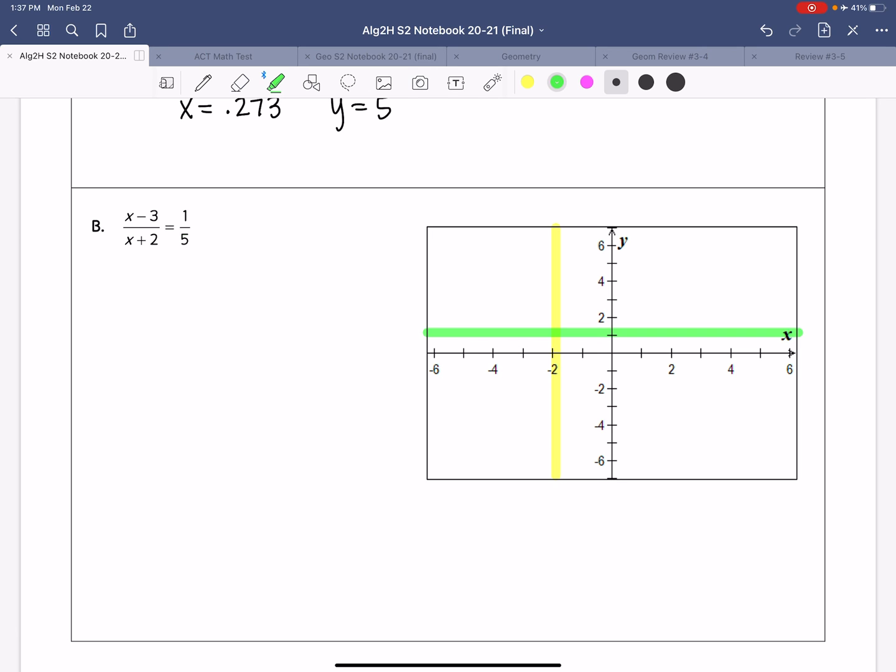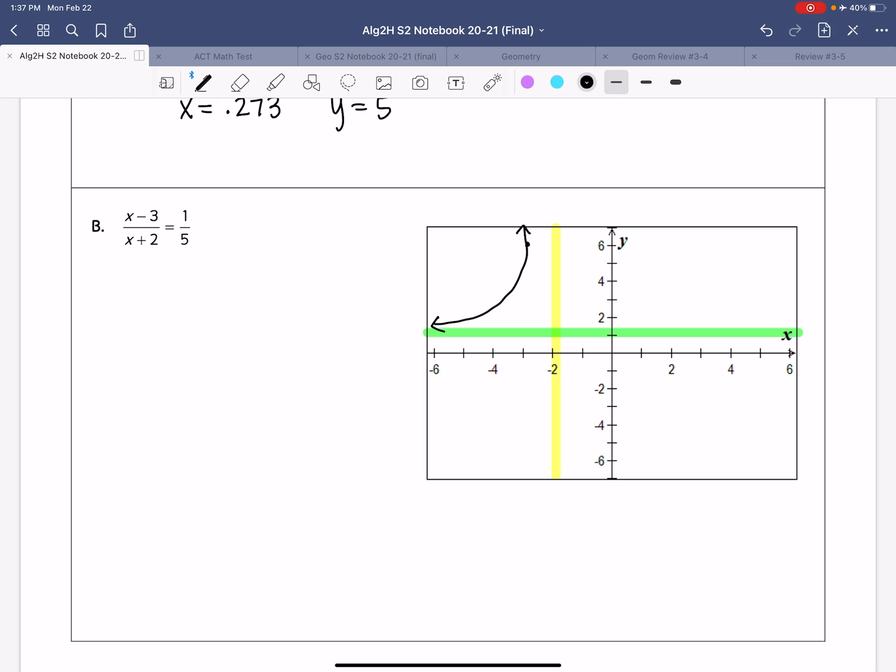Then you have branches, remember? So your branches will either be here and here or here and here. So let's check where these branches are. Let's just pick a point. Let's pick -3. So -3 minus 3 is -6. -3 plus 2 is -1. So we get -6 divided by -1, which is positive 6. So I would have a point at -3, positive 6. So this branch would go like this. Again, this is just a sketch.